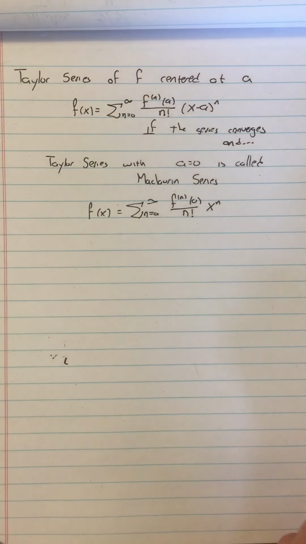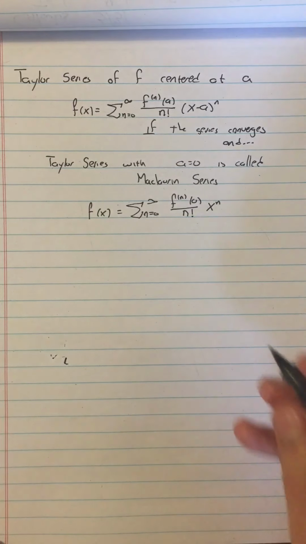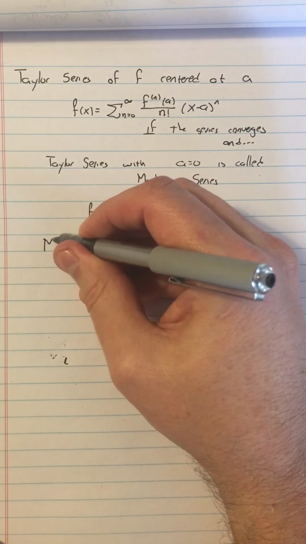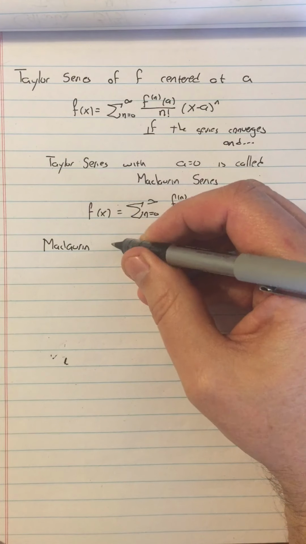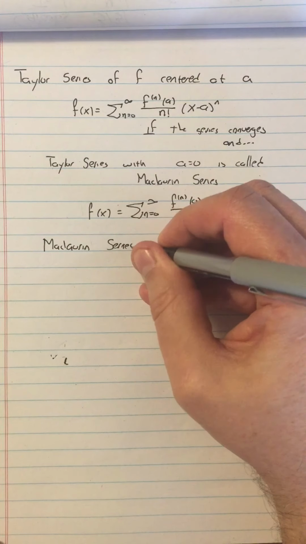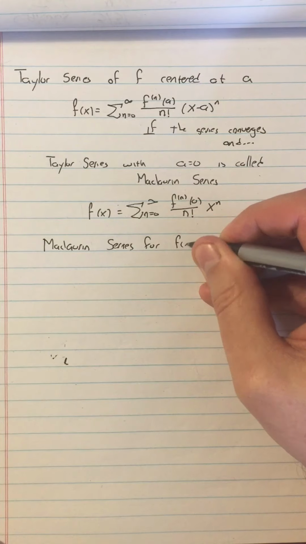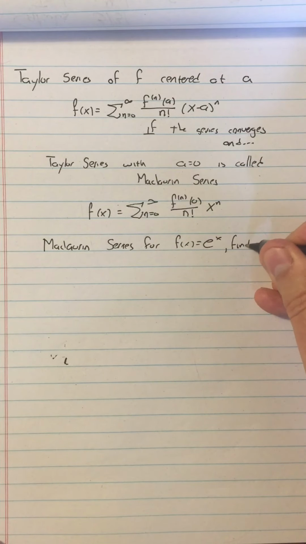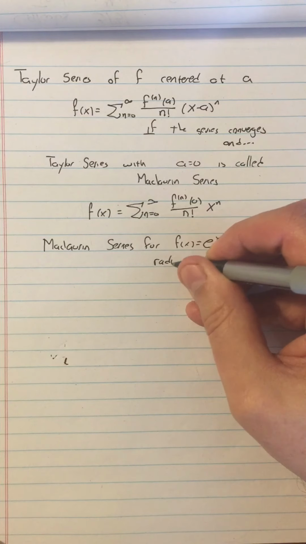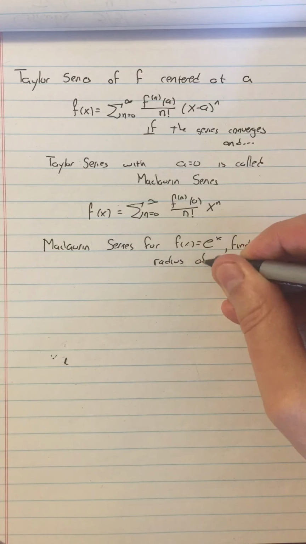All right, so how could I find the Taylor series for something like e to the x? And we'll start with the Maclaurin series. We're going to do, starting out with Maclaurin series here, Maclaurin series for f of x equals e to the x. And we're also going to find the radius of convergence. So we're going to find these two things.